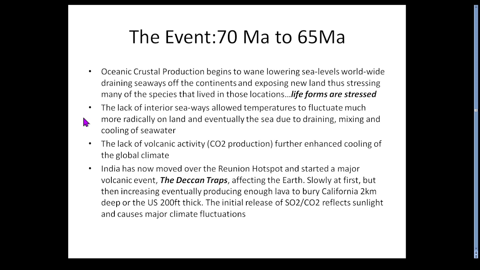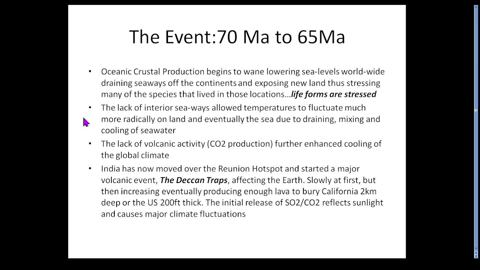Prior to, we're coming up to the extinction event, volcanic activity did wane, and that's why you have that peak in the Cretaceous, and then it begins to wane. India has now moved over the Reunion hotspot and started a major volcanic event, the Deccan Traps, which affected the Earth. Slowly at first, but then increasing, eventually producing enough lava to bury California 2 kilometers deep, or the U.S. 200 feet thick.